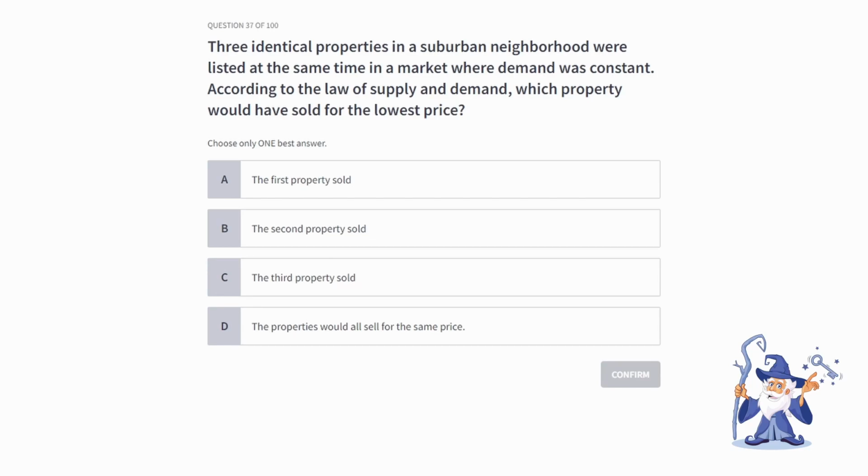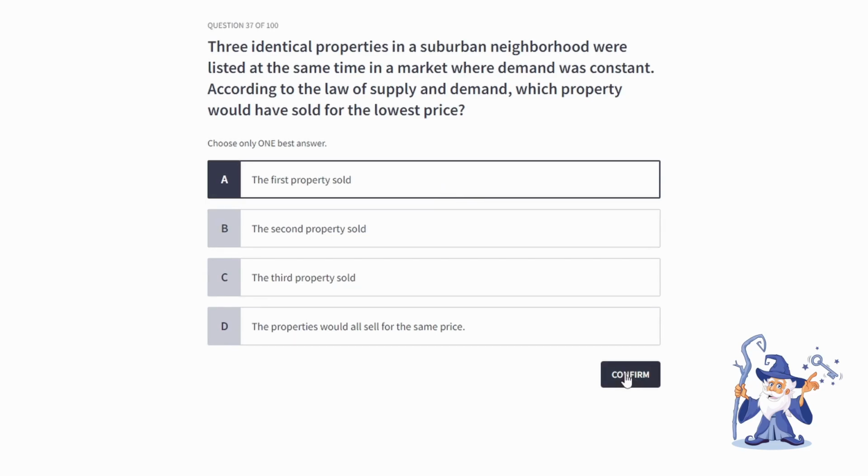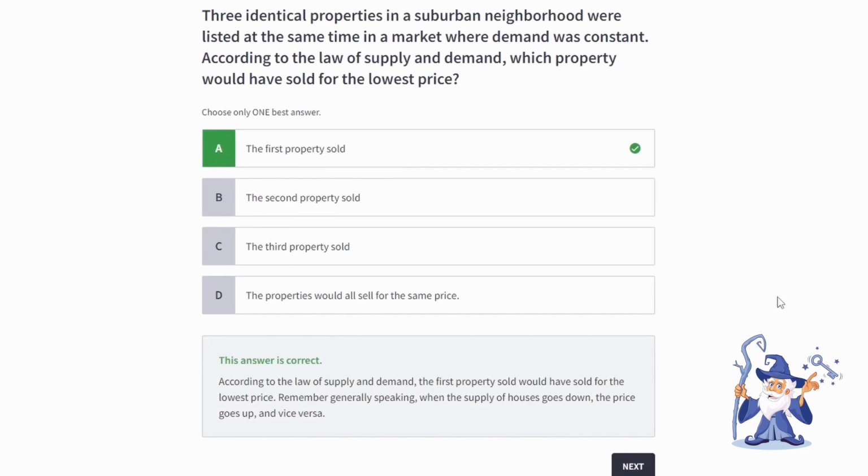Okay, so what is the correct answer for this one? Well, it's going to be A. It's the first property sold. So this is one of those fun, I find it fun, supply and demand problems where you have to think in your mind, not really math, but almost like problem solving. It kind of reminds me of being back in grade school when they give you these weird scenarios.